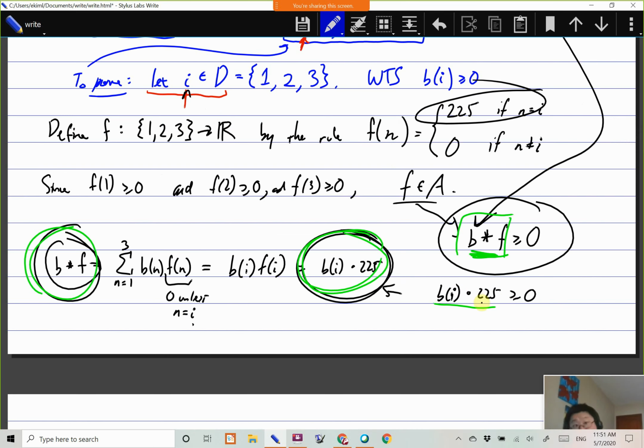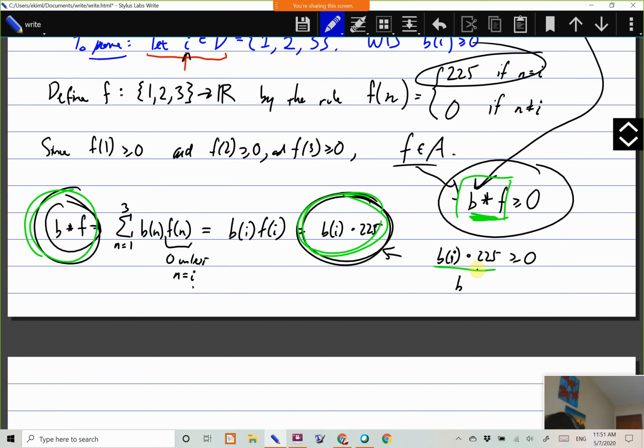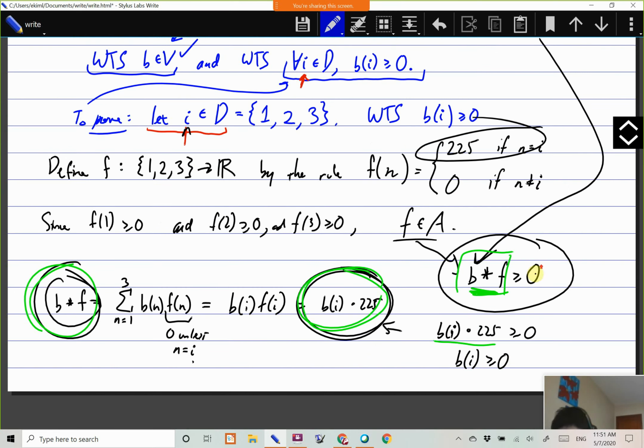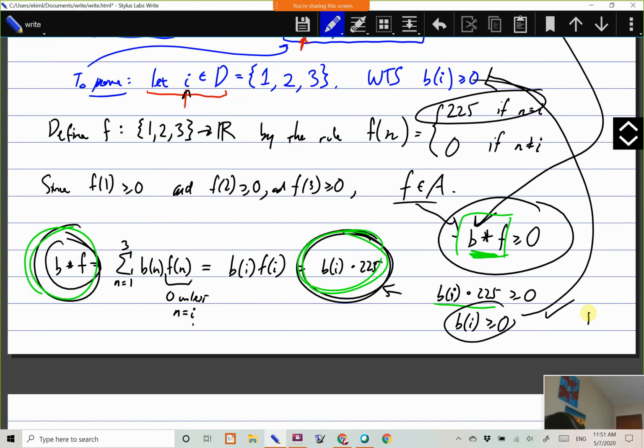I'm going to divide both sides, and the good thing is I'm dividing by a positive number on both sides. You can't divide by 0, and if you divide by a negative, you've got to switch the alligator. But I'm going to divide both sides by 225 and get b of I is greater than or equal to 0. And that, by the way, still up here, was what we wanted to show. It was our final want to show. So check, we're done. I know it's kind of a bizarre proof.